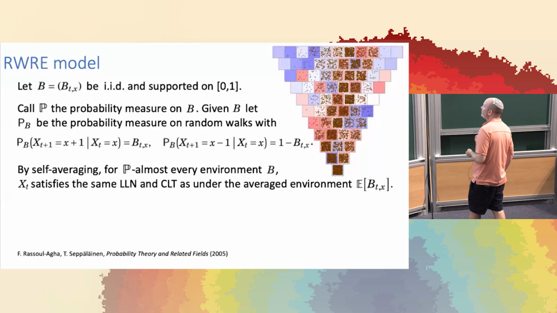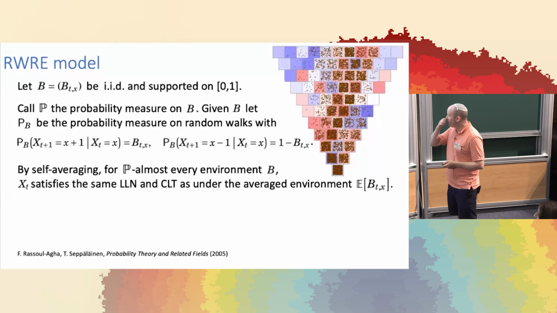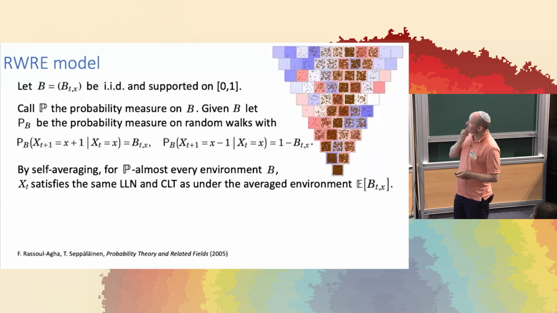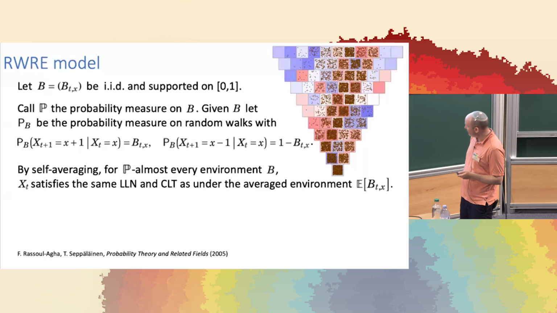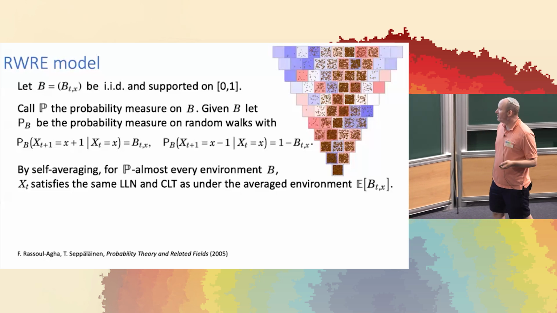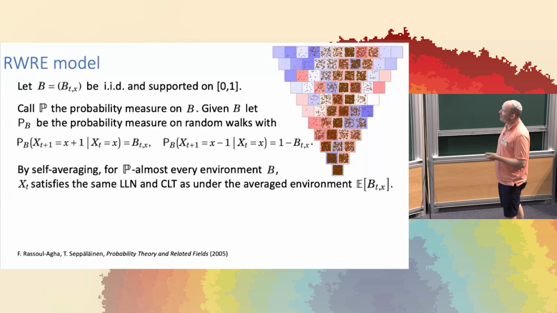So the question is, again, what happens? And I want to describe the law of large numbers and central limit theorem. And then we'll go to the large deviations. So it turns out, and this is, of course, amazing, but it also is justifying the fact that you can't really tell the difference in terms of the bulk behavior of the RWRE model and the Einstein model.